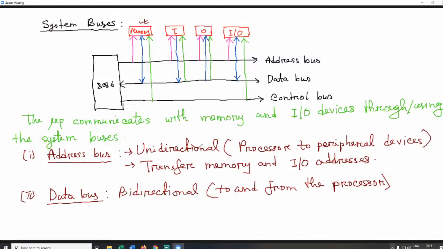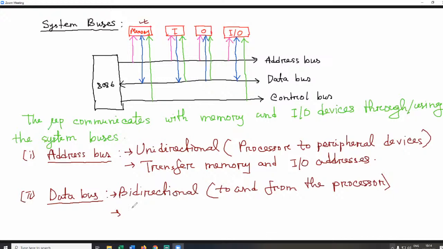So what does it transfer? Any idea? Can anybody say what the processor transfers to the data bus? Someone there? Can you say it? Okay, so to and from the processor, what does it transfer? The second point says it transfers binary data and instructions.